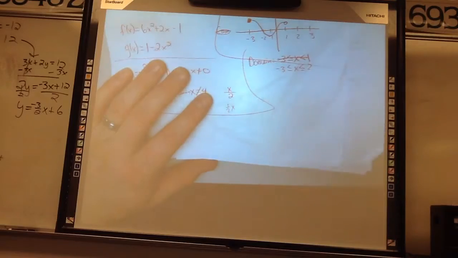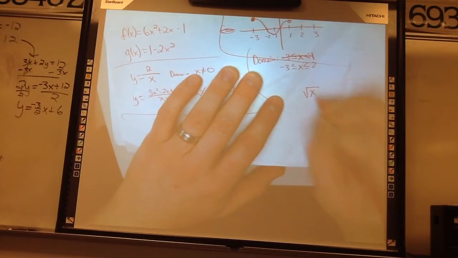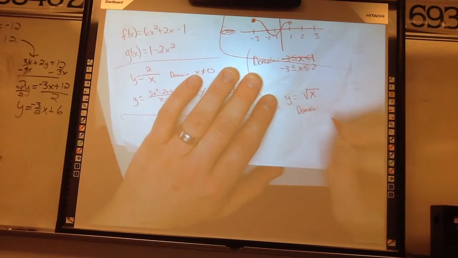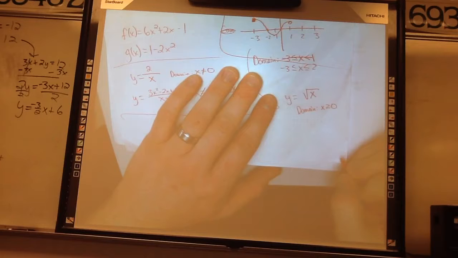Square root of a negative number. So like the square root of x. What's the domain of that? All positive numbers, all numbers greater than 0. Can it be 0? Yes. The square root of 0 is 0 times 0. Square root of 0 is 0. It's okay. So x is greater than or equal to 0.